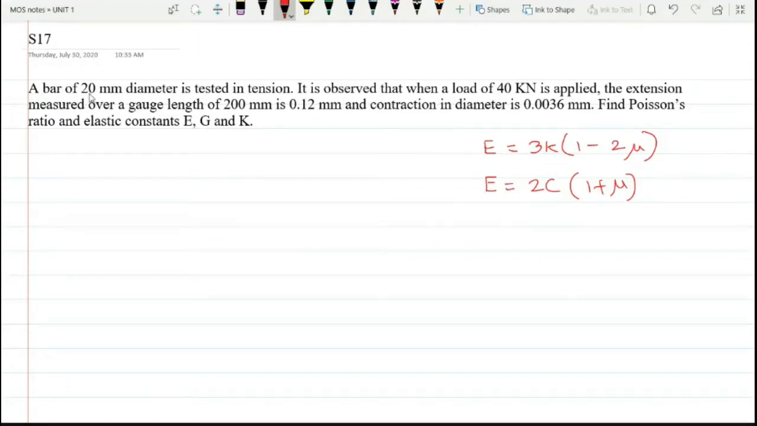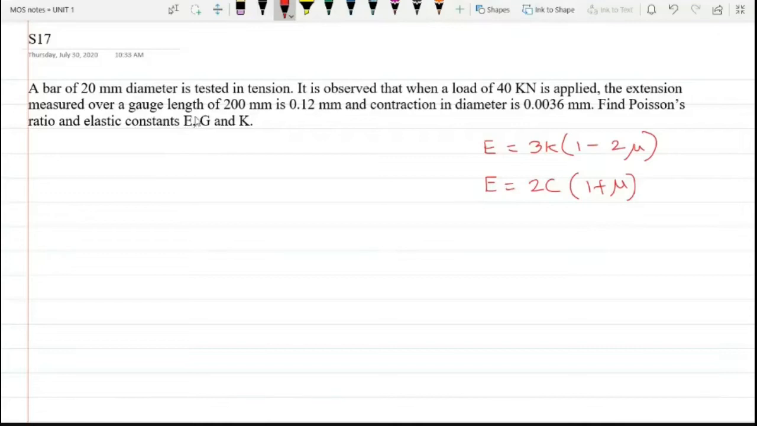A bar of 20 mm diameter is tested in tension. It is observed that a load of 40 kilonewton is applied. The extension measured over a gauge length of 200 mm is 0.12 and the contraction in diameter is 0.036. Find Poisson's ratio and the elastic constants.